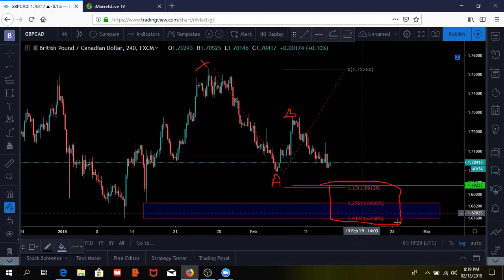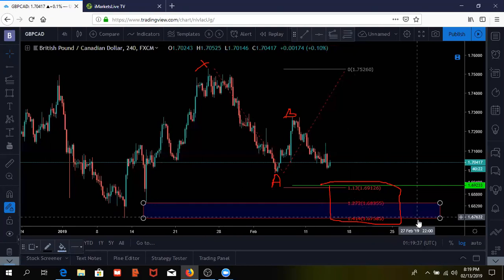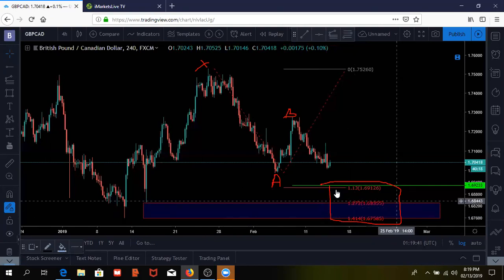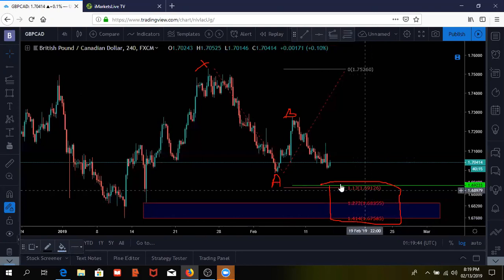Now, is it going to go all the way down here? I don't know. I can't say it will. I can't say it won't. But I think this right here will be a strong reversal zone. Now, looking at that, let me go ahead and erase this again, because I also see another potential setup as well.